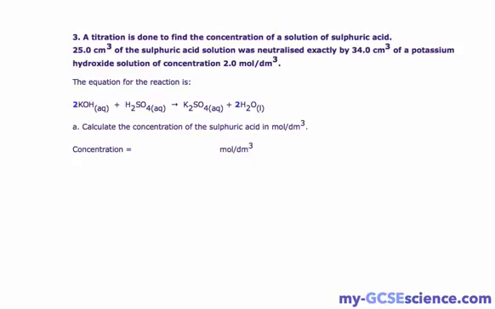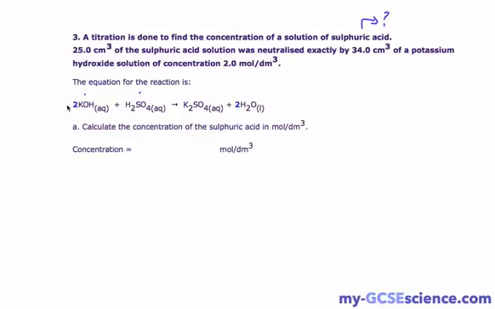Now the next problem is slightly different. Here we have a titration is done to find the concentration of sulfuric acid. So sulfuric acid is the one that we don't know. 25 centimeters cubed of the sulfuric acid was neutralized by 34 centimeters cubed of potassium hydroxide, and the concentration of the potassium hydroxide is 2.0 moles per decimeter cubed. And they've given us an equation here. Here's our potassium hydroxide and here's our sulfuric acid.